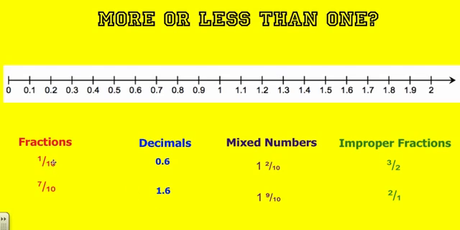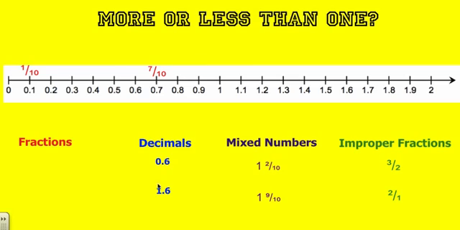So we're going to relate these to the number line. You'll notice that fractions are always less than 1 because the top number, or the numerator, is smaller than the bottom number, or the denominator. So again, the numerator is smaller than the denominator in fractions, which makes them less than 1.